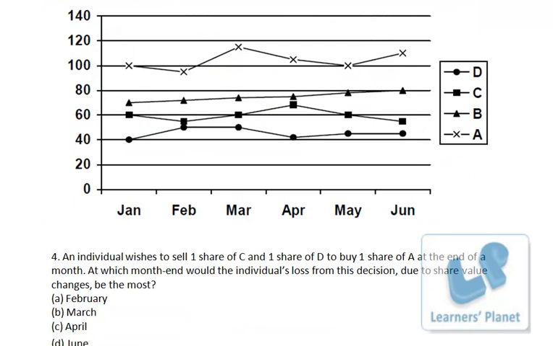An individual wishes to sell one share of C and one share of D to buy one share of A at the end of a month. At which month end would the individual's loss from this decision, due to share value, be the most? Loss should be the maximum. That means the least value in selling and the maximum value in purchasing, right? That means the selling price of C and D should be less, and the buying price of A should be higher. In that case, the person will suffer the maximum loss.